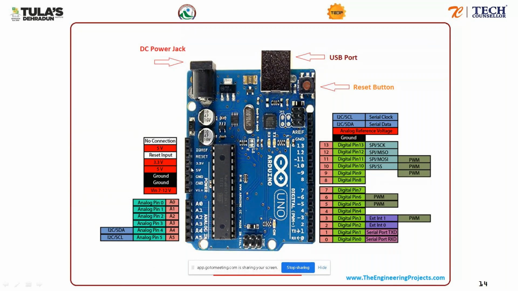Next is 5 volt. You can also supply 5 volts from this pin, but you should be careful that if you supply even 5.1 volts by mistake, then this chip over here, the real microcontroller, will fry. Then there is 3.3 volts, because there are some sensors which work on 3.3 volt level logic, so that has also been provided. Reset pin, if you want to digitally reset the Arduino instead of using this button. This is IOREF. This is no connection, so this is a blank.